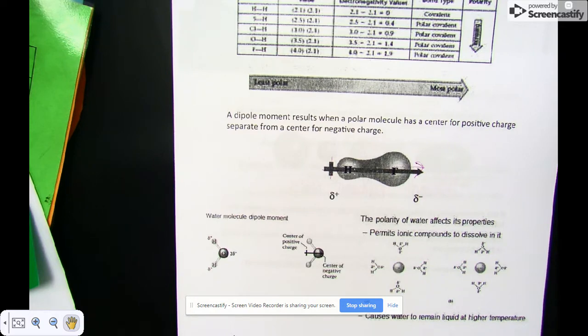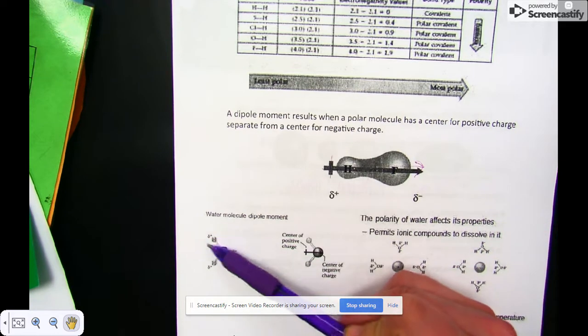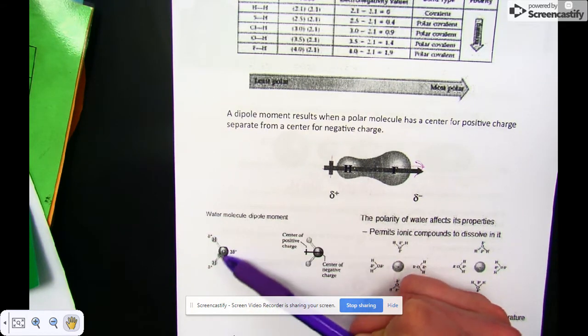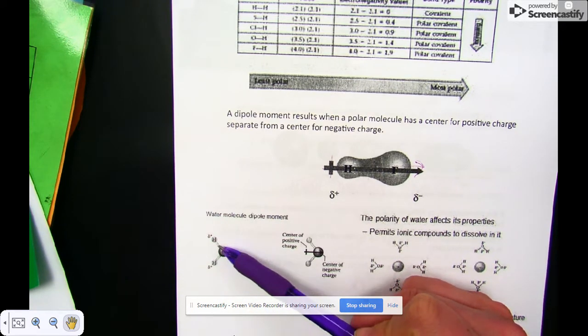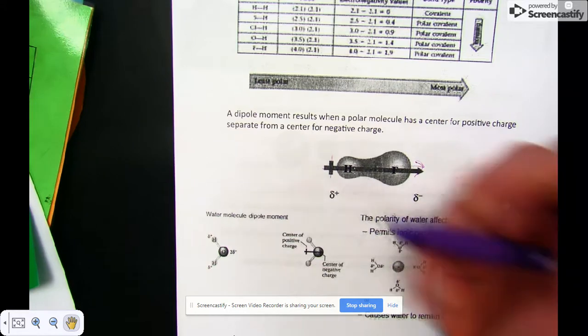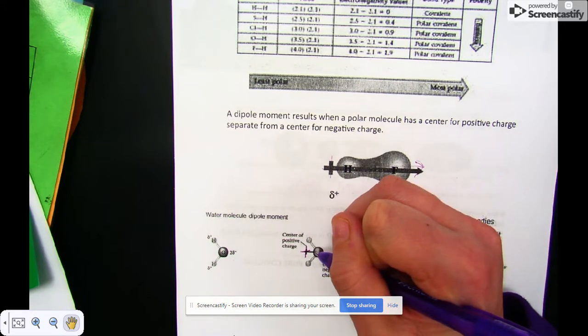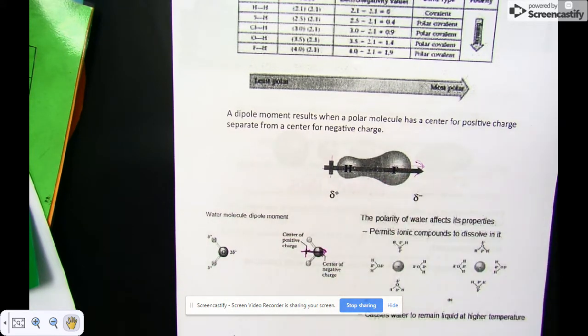Water is something that is very common to be talked about as having a dipole moment. So it has a positive center and a negative center. Those hydrogens each have a slightly positive charge, whereas the oxygen has a slightly negative charge. And so what you get is this overall situation where the left-hand side is positive and the right-hand side is negative.